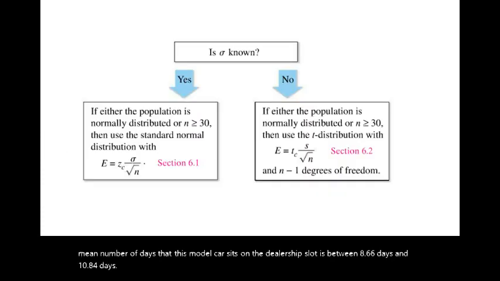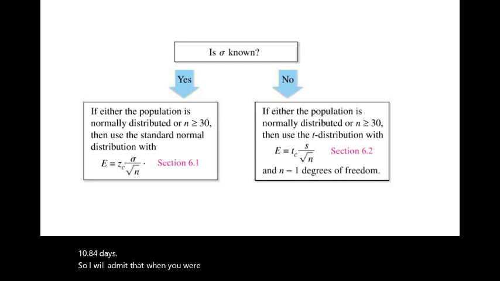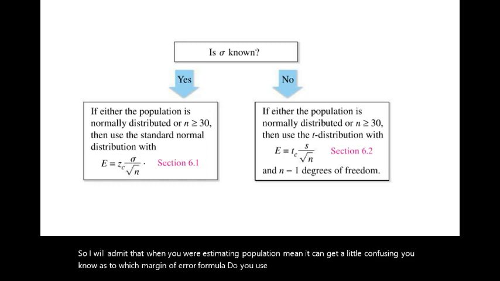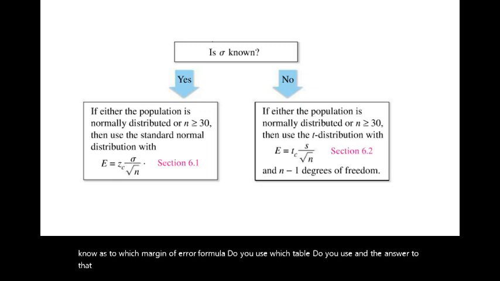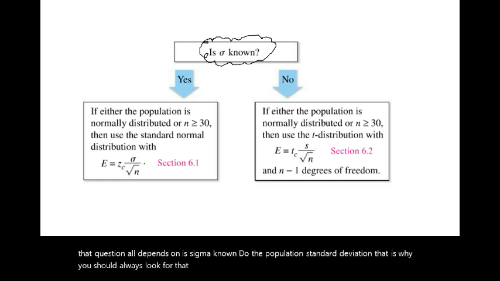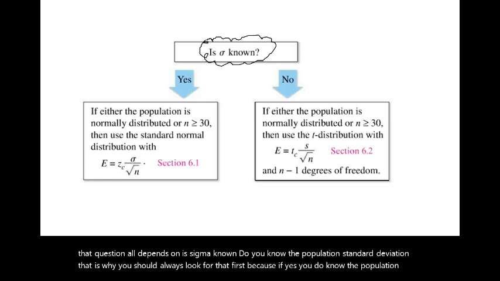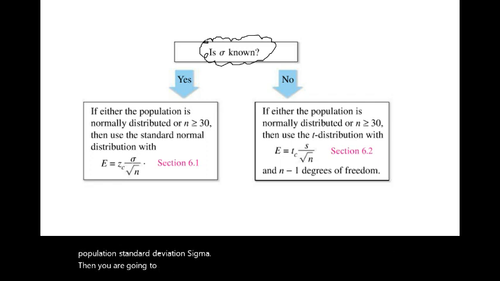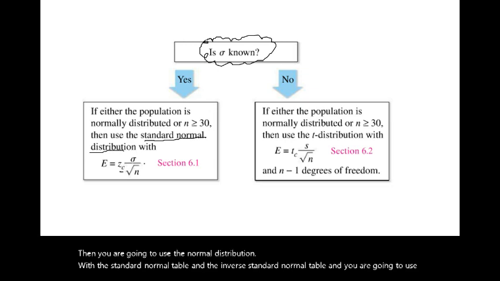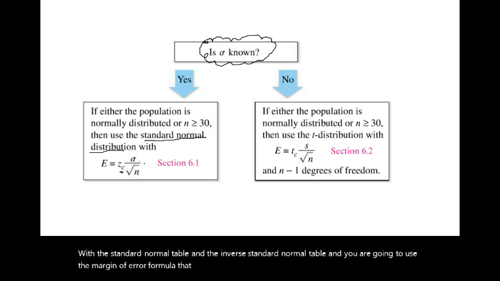So I will admit that when you are estimating population mean, it can get a little confusing as to which margin of error formula you use, which table you use. And the answer to that question all depends on, is sigma known? Do you know the population standard deviation? That is why you should always look for that first. Because if, yes, you do know the population standard deviation sigma, then you are going to use the normal distribution with the standard normal table and the inverse standard normal table, and you are going to use the margin of error formula that involves ZC, the critical value z-score, and sigma.